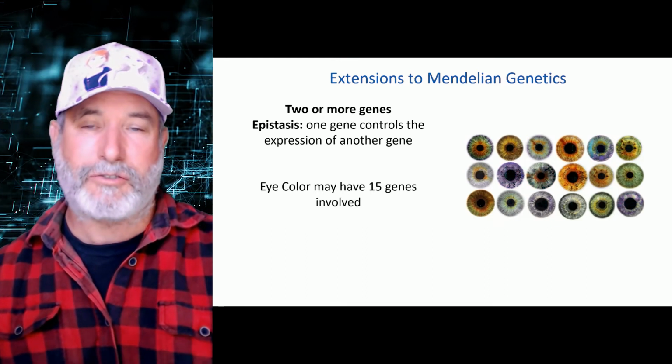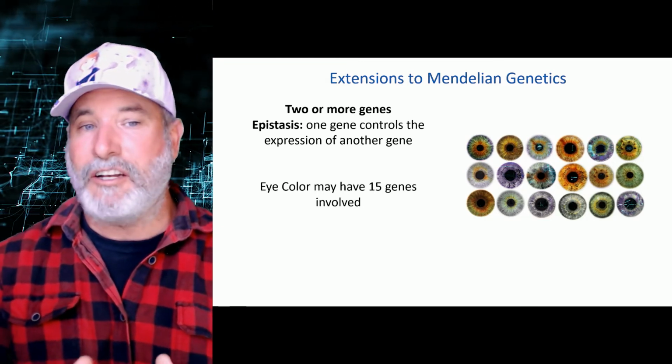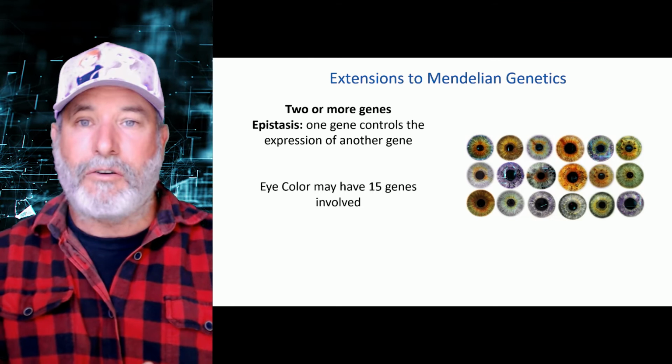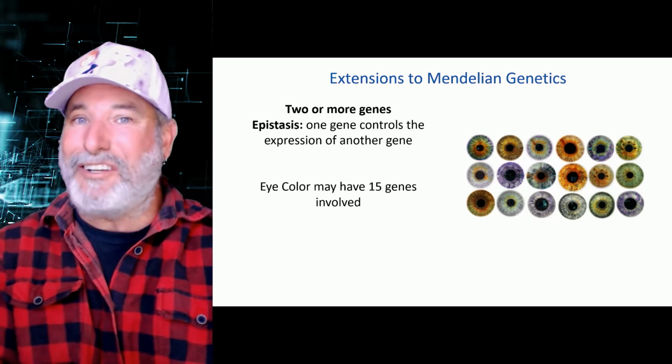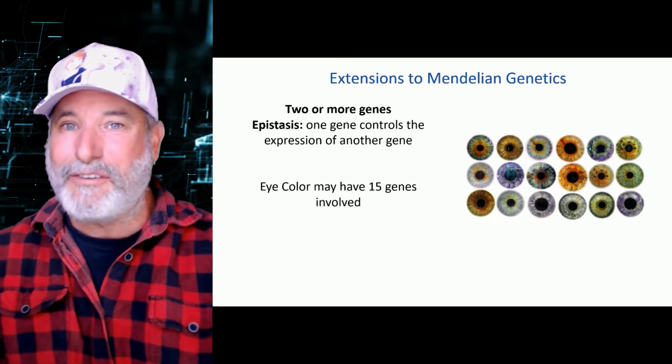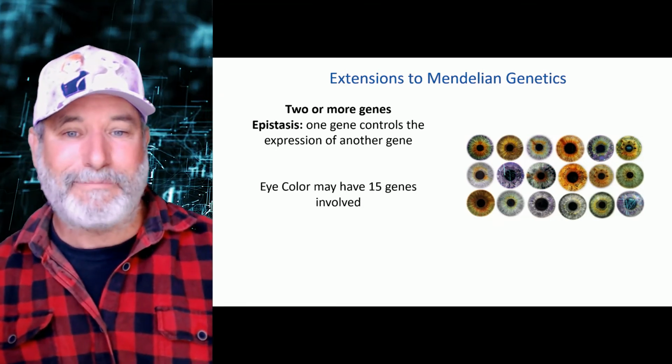You have different controls on how much of that melanin you're producing. So you might have a gene to produce brown eyes, but then your other gene might not turn it on. So even though you've got the gene to produce brown eyes, it's turned off. It's like the light bulb doesn't get turned on. So you end up with light-colored eyes.